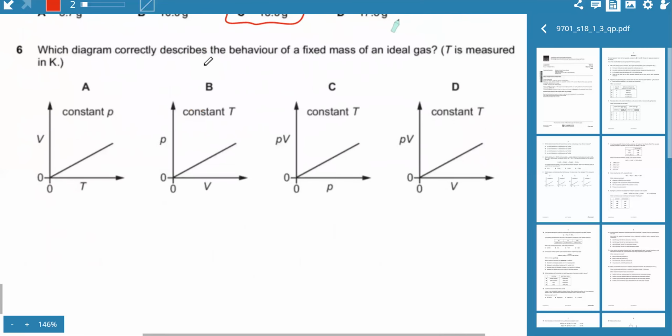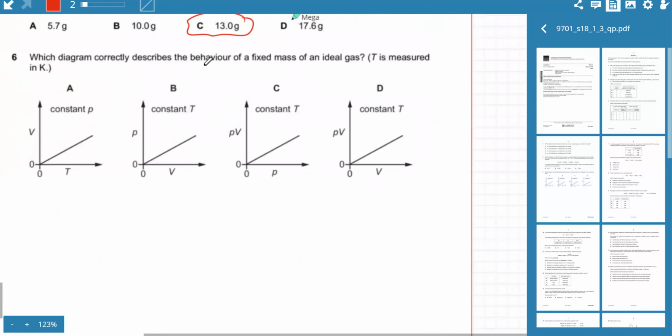The next part is which diagram correctly describes the behavior of a fixed mass of an ideal gas. You know what the relationship is. It's PV equals nRT, which means you can figure out all the relationships. For example, volume and temperature are directly proportional. So volume is directly proportional to temperature. So that's going to be a straight line. So A is correct. I think it's correct.